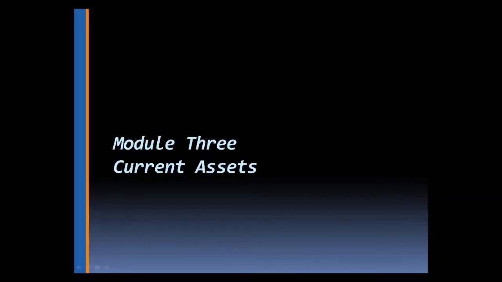In Module 3, we're going to be looking at the current asset section of the balance sheet. So you may want to look at the AmeriSource-Bergen statement and follow along with me to refresh what these current assets look like on that particular statement.